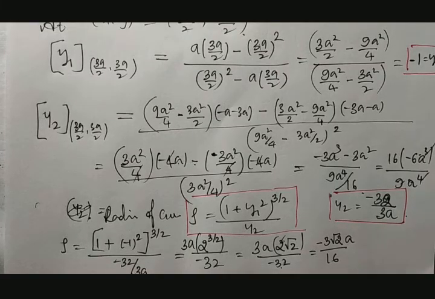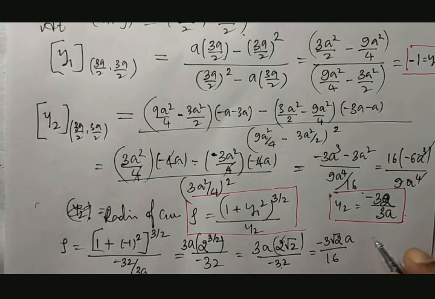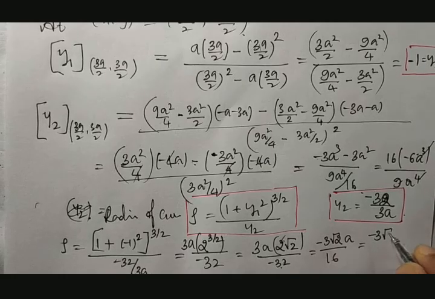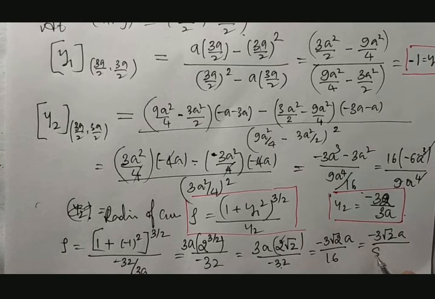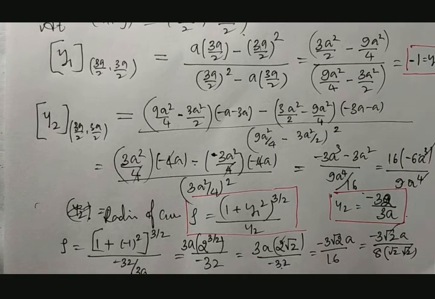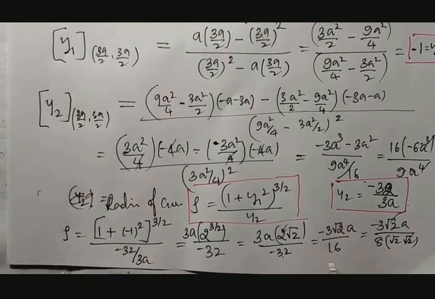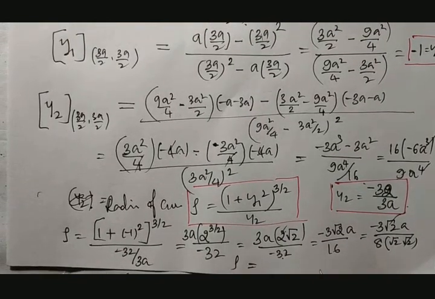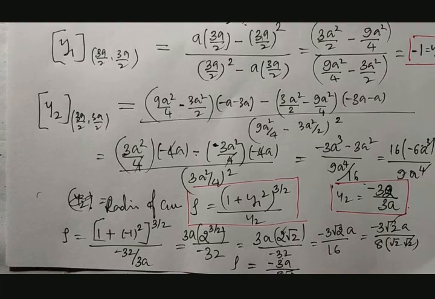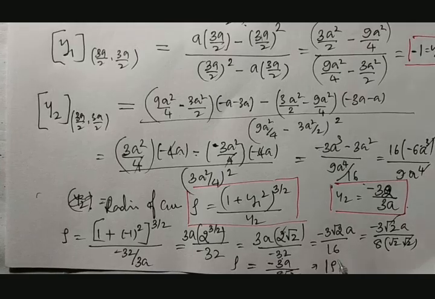Therefore, how do you write this? 16. 16 is nothing but 8 into 2. This is nothing but minus 3 root 2a divided by, this can be written as 8 into 2. 2 is nothing but root 2 into root 2. One root 2 gets cancelled. Therefore, rho is equal to minus 3a divided by 8 root 2. But since we know that it should be positive, so put it under modulus rho. Then it becomes 3a.